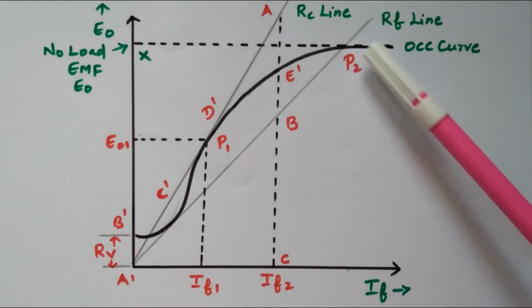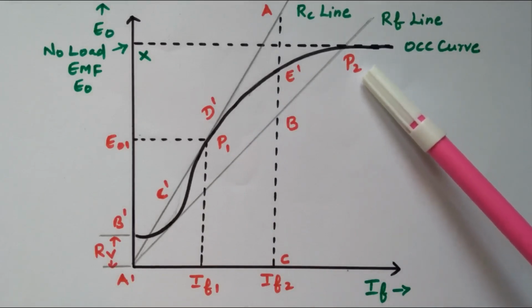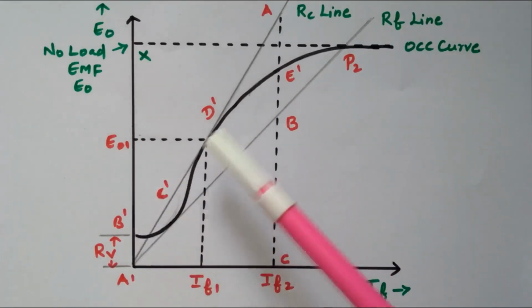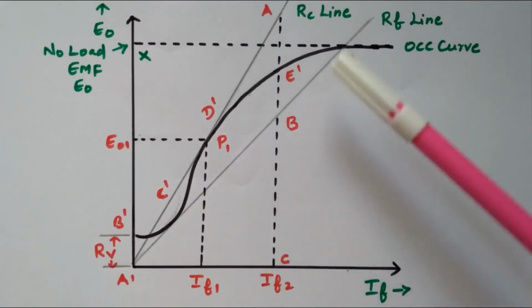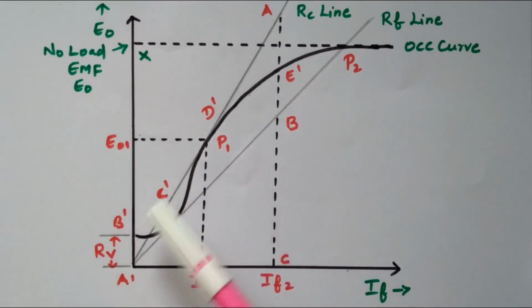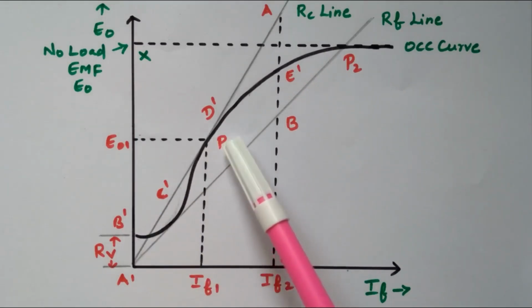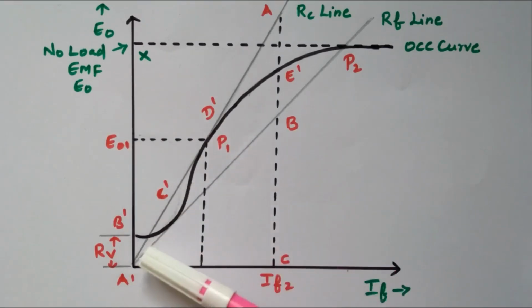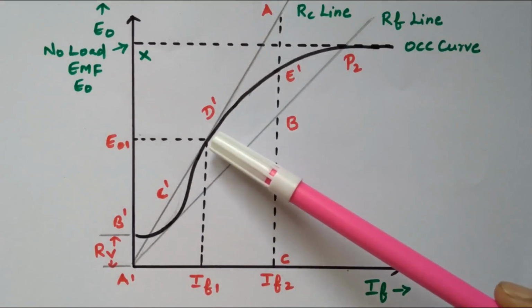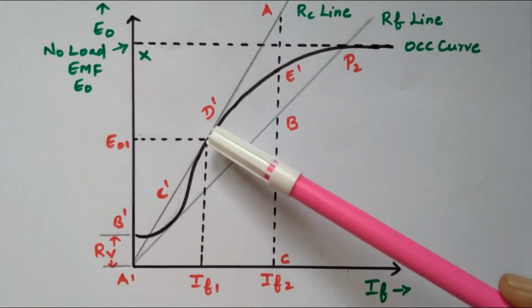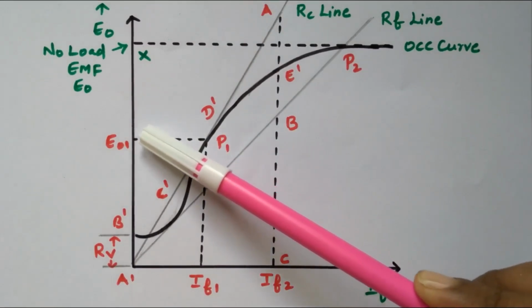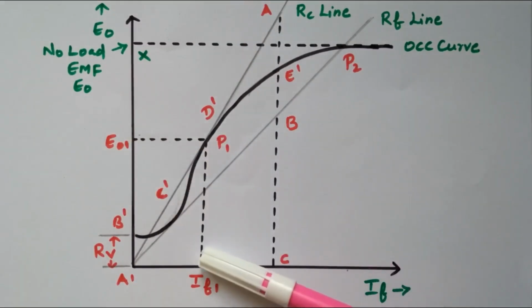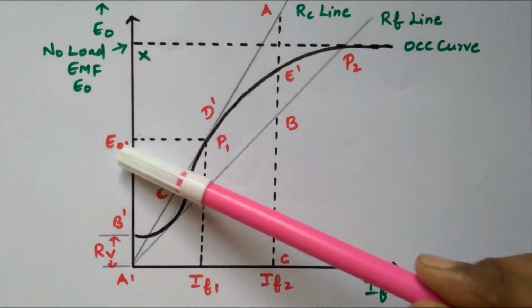So where this RF line cuts the OCC curve is P2, where the tangent cuts the OCC curve is P1, right? We have two points, P1 and P2. Now where the tangent cuts the OCC curve at this point P1, the corresponding values are noted: no load EMF and the field current, E01 and IF1. So we drew the tangent RC, and the tangent cuts the OCC curve at point P1. At this point we measure the corresponding values of no load EMF and field current. That is termed IF1 and E01.